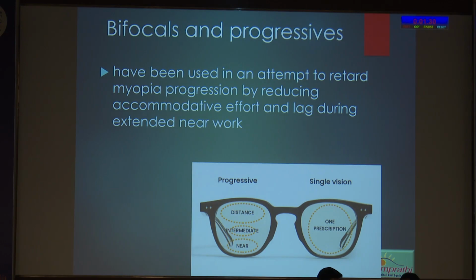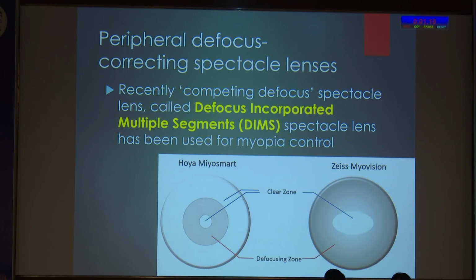Bifocals and progressives are also being used, and this is especially useful in children who have an accommodative lag. There, the progression of myopia can be controlled by using progressive glasses. Recently there has been a lot of interest in DIMS lenses, the defocus incorporated multiple segments.